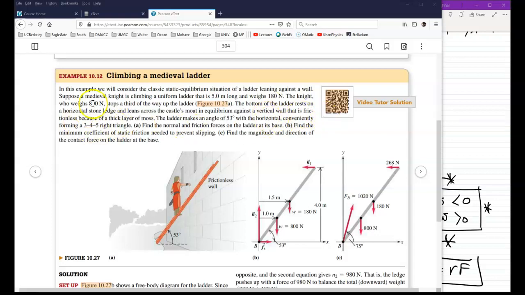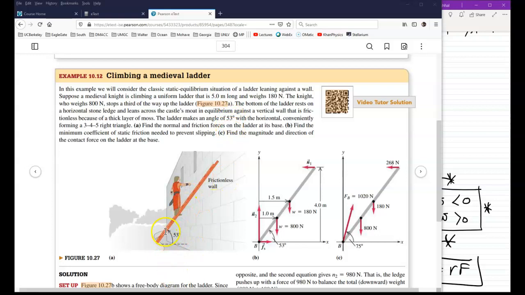The knight who weighs 800 newton, which is how many kilograms? Roughly 80 or 160 pounds. Stops a third of the way up the ladder. The bottom of the ladder rests on a horizontal stone ledge and leans across the castle's moat, in equilibrium against the vertical wall that is frictionless because of a thick layer of moss. Okay. The ladder makes an angle of 53 degrees.